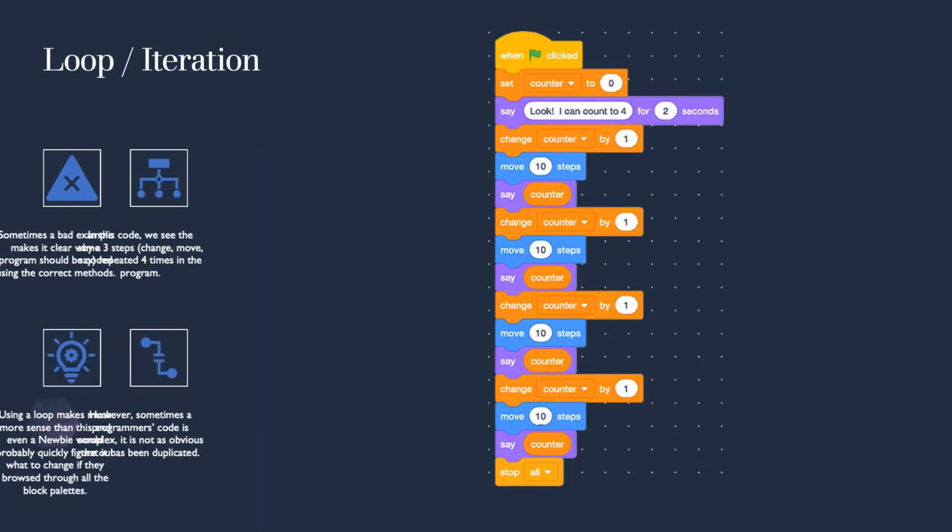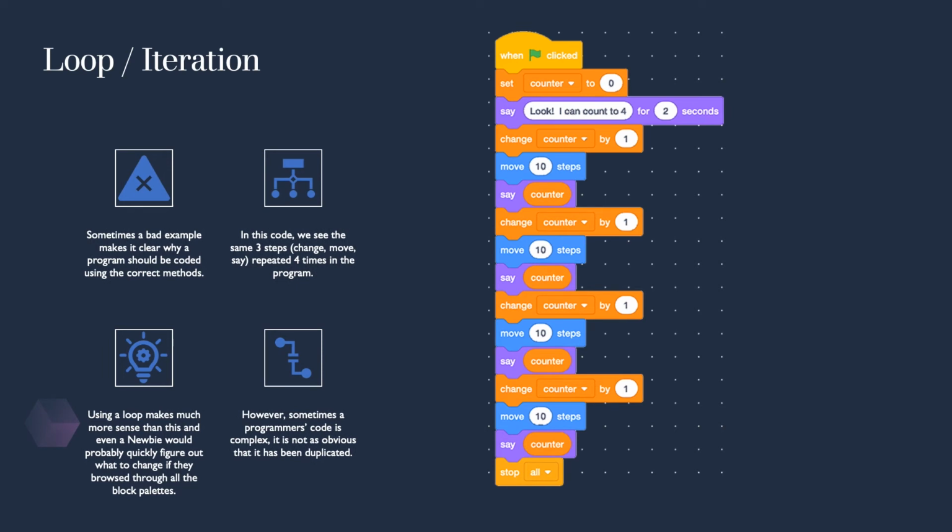Loop and iteration. Here's a good example of what a loop and iteration doesn't look like. Sometimes a bad example is just easier to follow. In this code we see change, move, say, change, move, say, change, move, say, change, move, say. Now you might need to do that 4 times, but if you use a loop, it'll make much more sense, it'll be more efficient, and even a newbie stumbling around the palette will eventually come to the idea of like, whoa, what's this loop thing? Maybe I should use it.